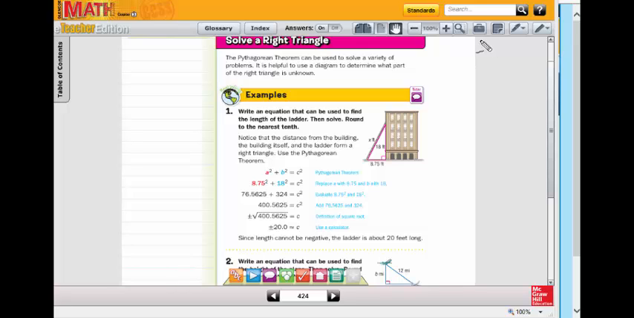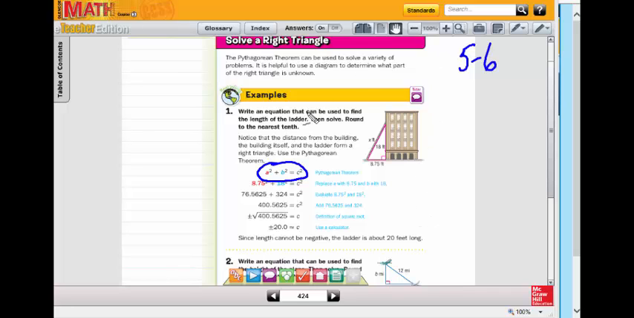Here are your solutions to the example problems. This is for section 5-6, which is about using the Pythagorean theorem. You all understand what the Pythagorean theorem states, which is basically a squared plus b squared equals c squared. Here we have the equation right here. So we're going to use that in order to solve a real-life problem.